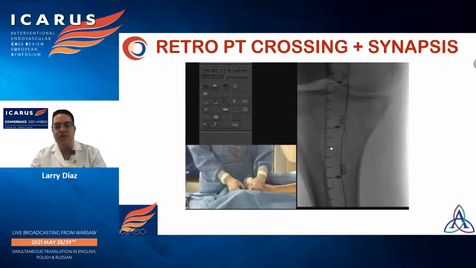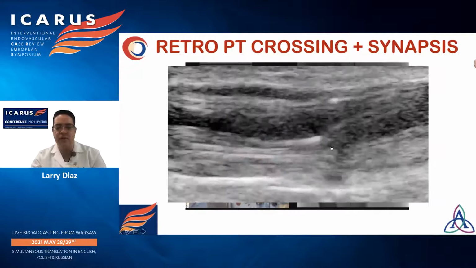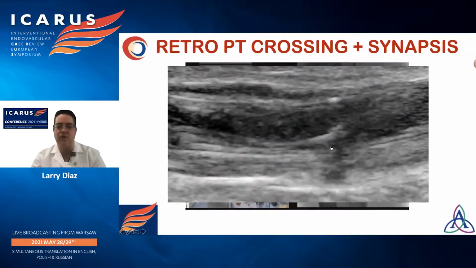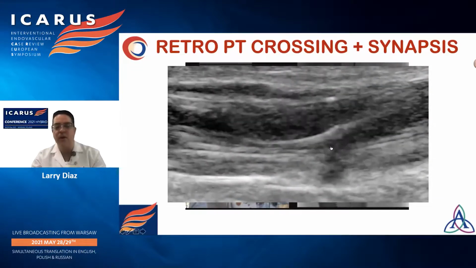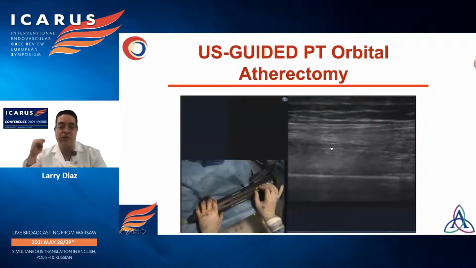Then we pass the retrograde wire into an antegrade catheter that we have from an antegrade ipsilateral access on the common femoral. People call this rendezvous. I used to call this synapsis. And here you can see the synapsis, or the passage of the retrograde wire into the antegrade catheter, in the ultrasound view. Then you reverse the axis and proceed with intervention in antegrade fashion.